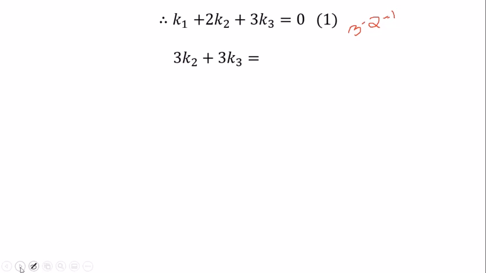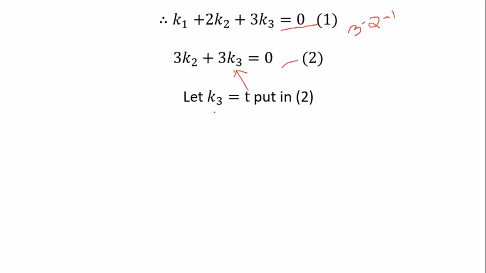Any arbitrary value means the answer will come in terms of t. So generally we'll take this third variable k3 as t and we'll try to find out k1 and k2 in terms of t, and we are denoting these as equation number 1, equation number 2. So let us put first k3 is equal to t. If you put k3 equal to t in 2, what will we get? It clearly implies the value of k2 is equal to minus t.